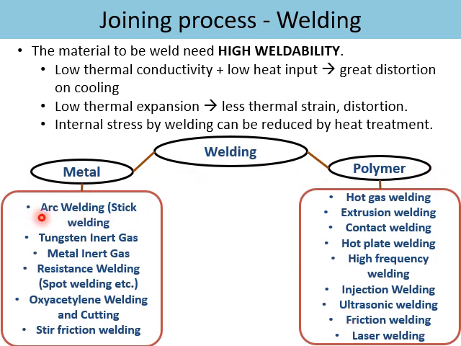So you already know about shielded metal arc welding, tungsten inert gas, metal inert gas, and resistance welding, oxyacetylene welding, and friction stir welding, which is relatively new in metal welding. Over here, you have the plastic or polymer welding, which is hot gas welding, extrusion, contact welding, hot plate, high frequency welding, injection welding, and then ultrasonic welding, friction welding, and also laser welding.